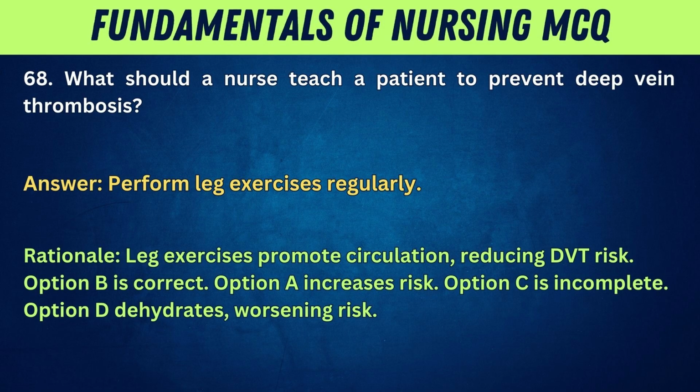Rationale: leg exercises promote circulation, reducing DVT risk. Option B is correct. Option A increases risk. Option C is incomplete. Option D dehydrates, worsening risk.